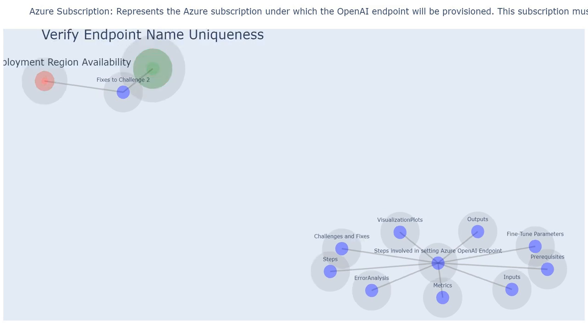Verify endpoint name uniqueness ensures that the chosen endpoint name is unique within the Azure resource group. Endpoint names must be unique to avoid conflicts and ensure proper identification. For example, if you attempt to create an endpoint with a name that already exists in the resource group, you might encounter an error or be prompted to choose a different name.